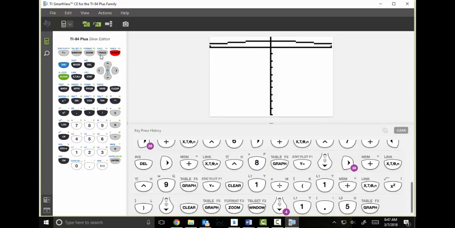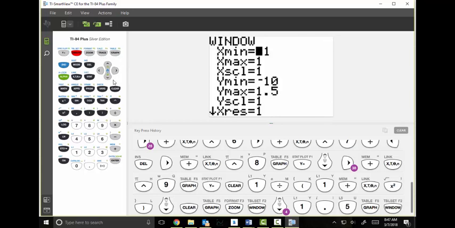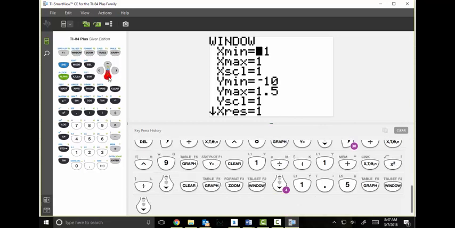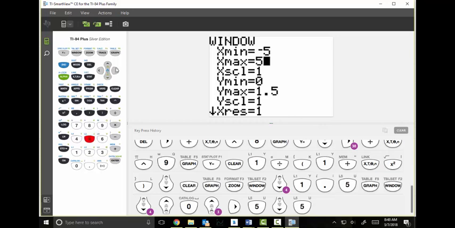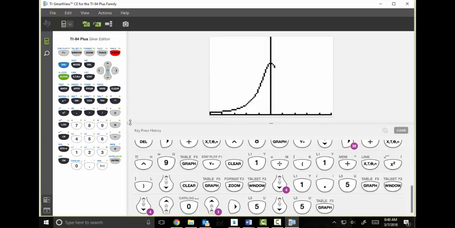Whoa! Oh, yuck. Let's try this again. Let's go window. I'm going to make y min equal to 0, because we know that it's always positive, right? And I'm going to go negative 5 to 5. Sorry guys, negative 5 to 5. And we should get that nice little bell-shaped curve. Oh, bam. Oh, so beautiful.